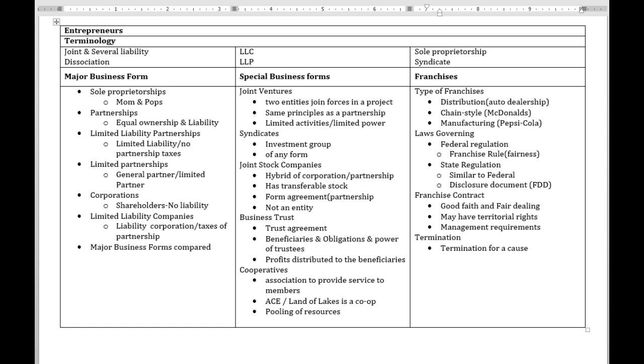And basically this chapter doesn't talk enough about entrepreneurs for my liking, but it does talk about the forms of business. So we'll follow the chapter, and then I will probably throw some more information in about entrepreneurs in class. Let's start with our terminology.